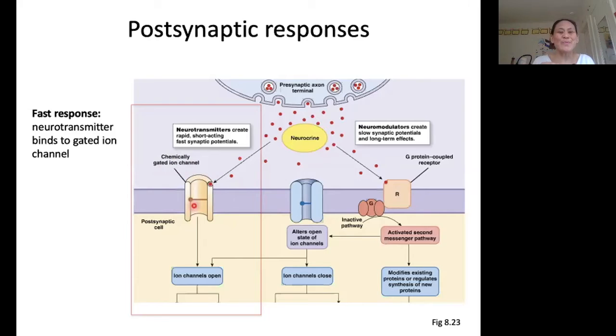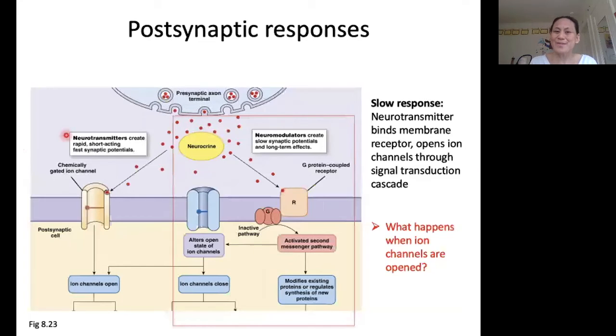Okay, so hopefully you were able to come up with the answer. Once we open up an ion channel, that's going to allow ions to flow through from one side of the cell to another, right? Either into the cell or out of the cell, depending on what ions the channel is for, okay? As a result of that, we're going to end up changing the membrane potential, okay? So that's the fast response.